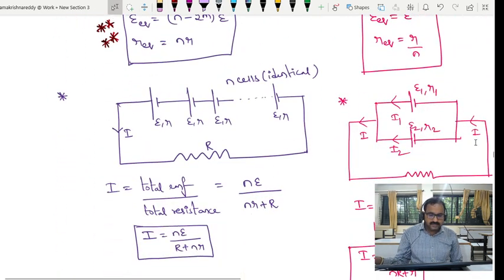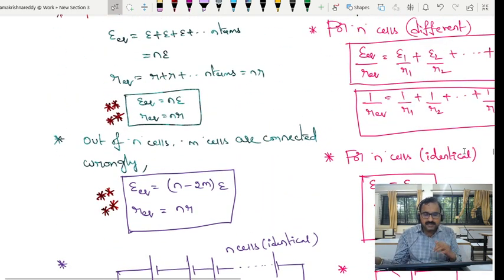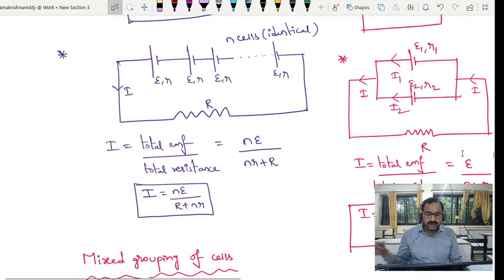Next one, the same continuation. So n identical cells we are taking, connected in series, and connected to an external resistance. What do you write? I is equal to total EMF divided by total resistance in the circuit. What is the total EMF? n cells are connected in series, identical cells, so nE. Divided by total resistance, which means nr plus R only. Therefore, I is equal to nE divided by R plus nr, we are getting there.